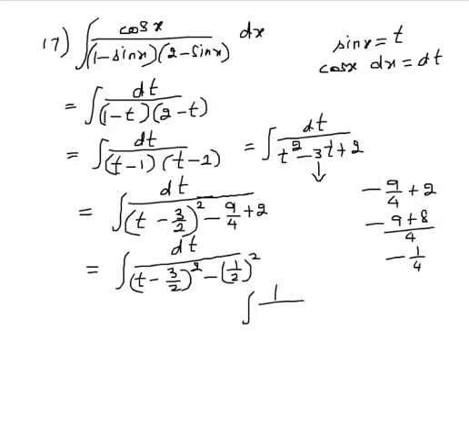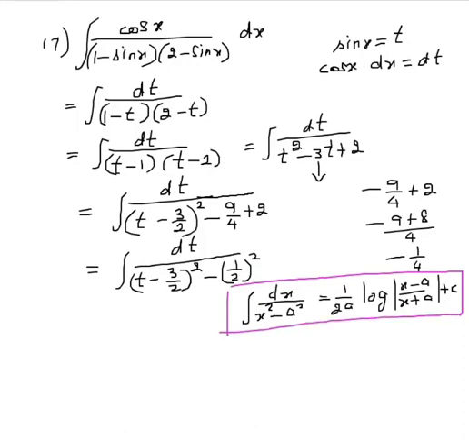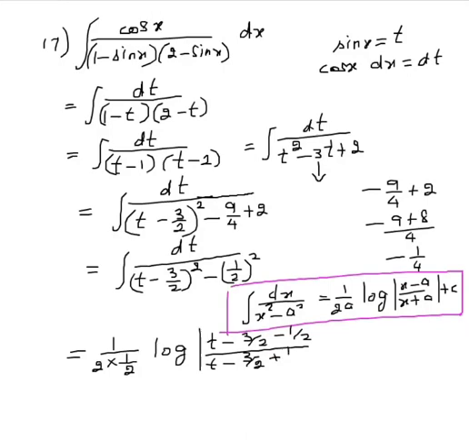Now use the formula of integral 1 by x square minus a square dx, which is 1 by 2a log of absolute value of x minus a divided by x plus a, plus c. Therefore, the answer is 1 by 2a, a is half, log of absolute value of x minus a divided by x plus a, where x is t minus 3 by 2. T minus 3 by 2 minus half divided by t minus 3 by 2 plus half, plus c.